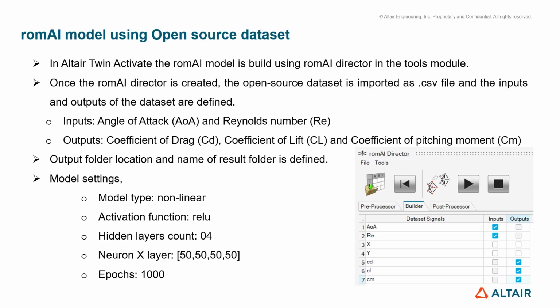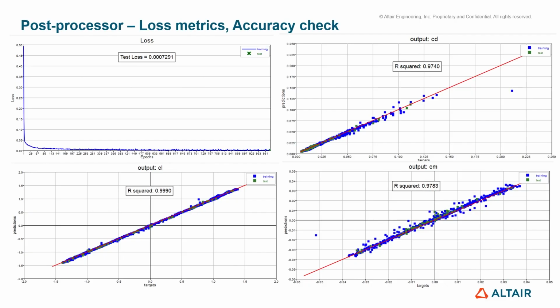So, building the first model. Using this data, I went into Altair's RomAI director. I set the angle of attack and Reynolds number as my inputs and the aerodynamic coefficients as my outputs. For the model itself, I chose a nonlinear neural network with 4 hidden layers.